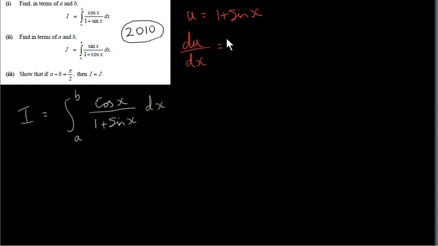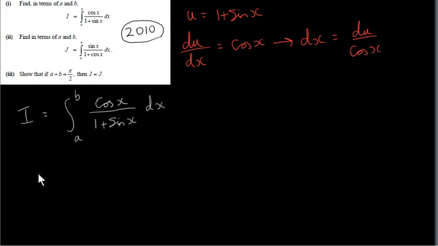The derivative of 1 with respect to x is 0. The derivative of sine x with respect to x is cos of x. You can look that up. And we can rearrange this to get dx. Basically, we just interchange dx with cos x. That's the quickest way to do that. That's du divided by the cos of x.